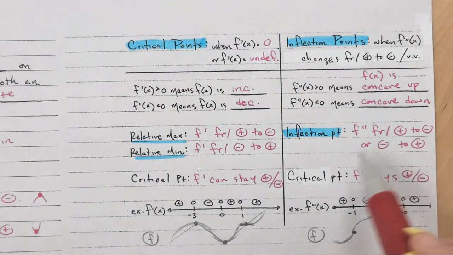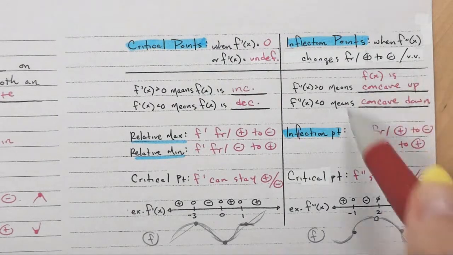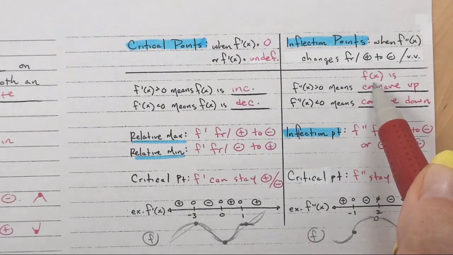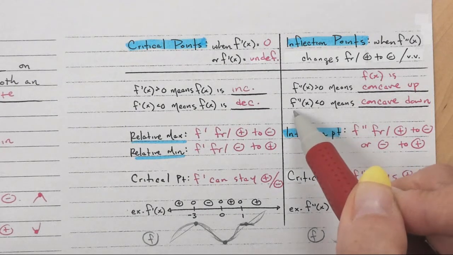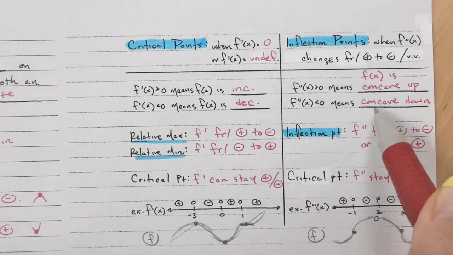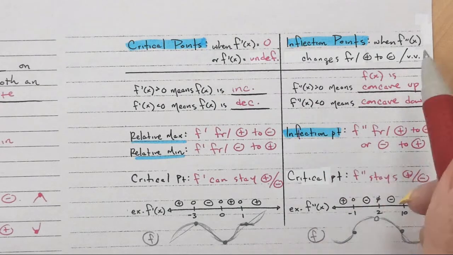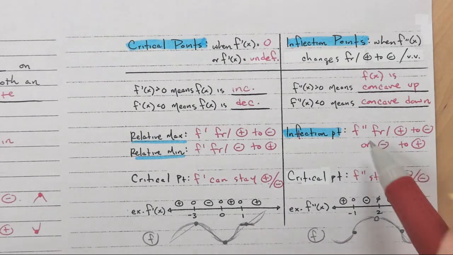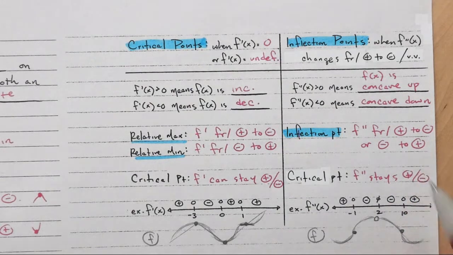Okay, going on to inflection points, this helps us figure out the rest of what the graph looks like. So inflection points tell us about concavity. So if f double prime is positive, then f, your original function, is concave up. If f double prime is less than 0, if the second derivative is negative, then that means that f is concave down. So concave up literally is like a bowl, right? So like some part of a bowl. Concave down would be an upside down bowl, right? So inflection points are when f double prime changes from positive to negative or negative to positive. If it stays the same, it's not an inflection point, it's a critical point.